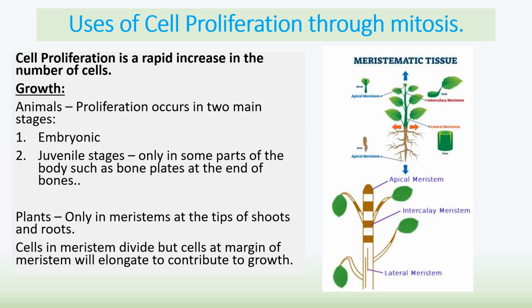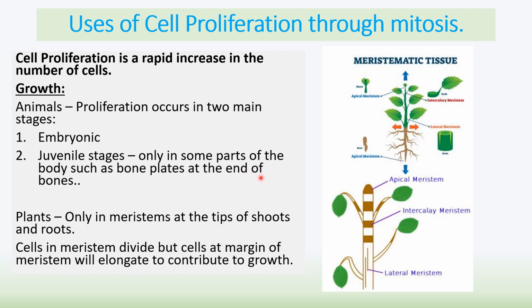So first of all, we need to understand that cell proliferation is an increase in cell numbers. This happens in animals and plants for growth. In animals, proliferation, a rapid increase in numbers, happens at two points in your life: embryonic stages and the juvenile stages, and that'll be just parts of your body. So you suddenly get the bones growing, for example, and you get an increase in bone plates at the end of your bones. That's when you get a growth spurt.